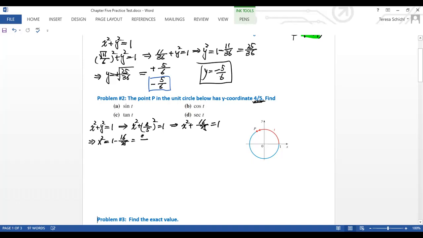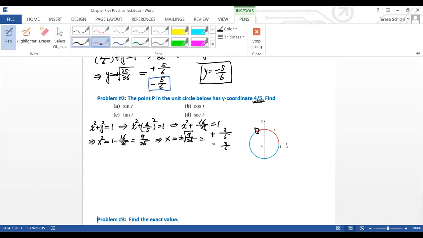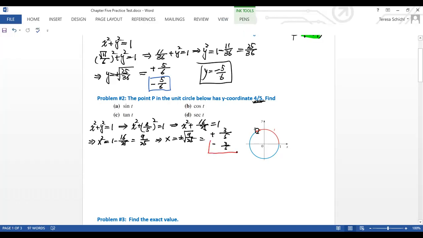So what would that be? 9 over 25. Nice. And then x here is going to be the square root, so it's plus or minus the square root of 9 over 25. So could it be the positive 3 over 5 or could it be the negative 3 over 5? Because I am in the second quadrant, what is the x value? So x has to be negative. So this is my x value here.